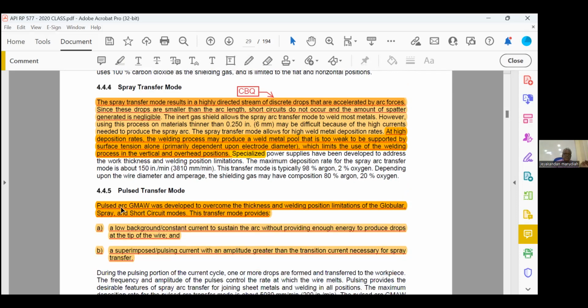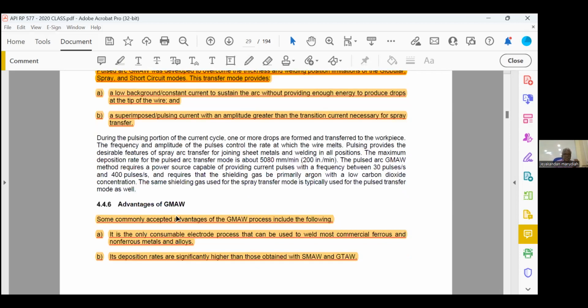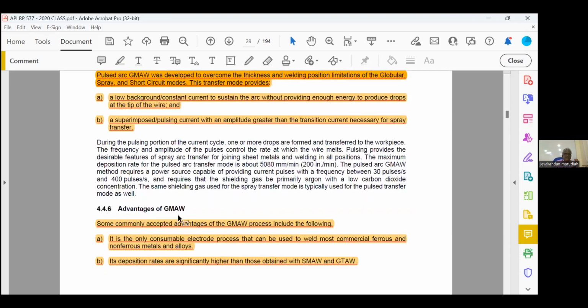Then pulsed transfer, highlight the 2 lines. Pulsed arc GMAW was developed to overcome the thickness and welding position limitations of the globular, spray, and short circuit transfer. Then the advantages, not needed. Go to the limitations.